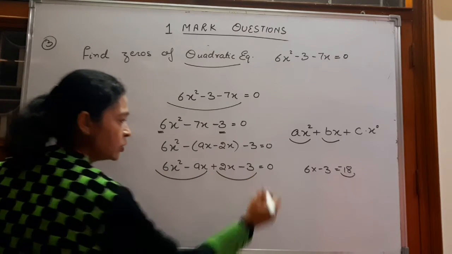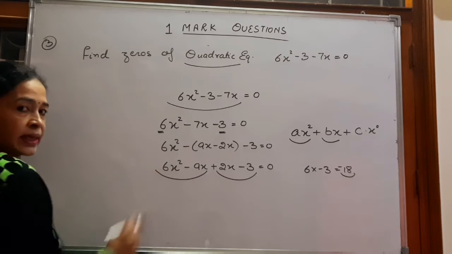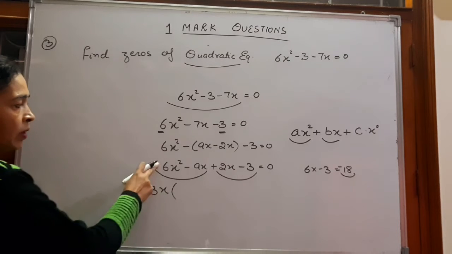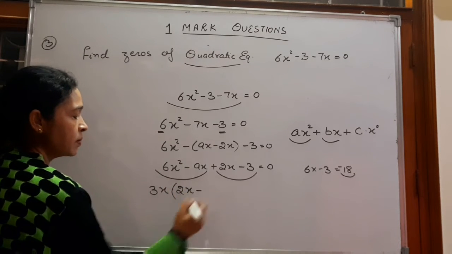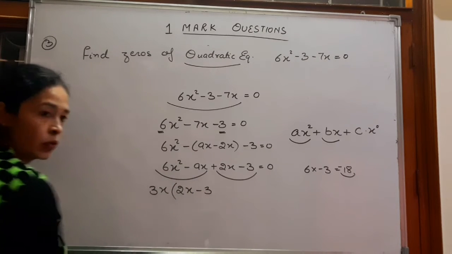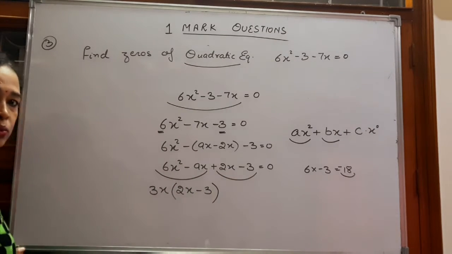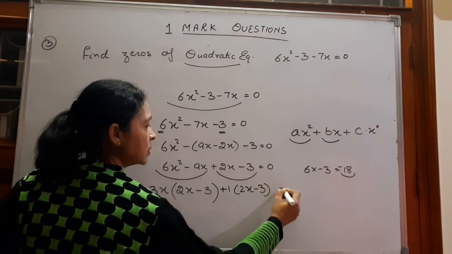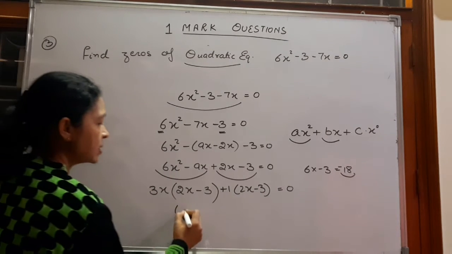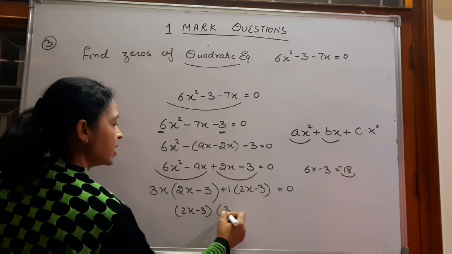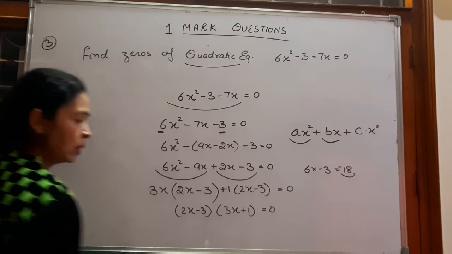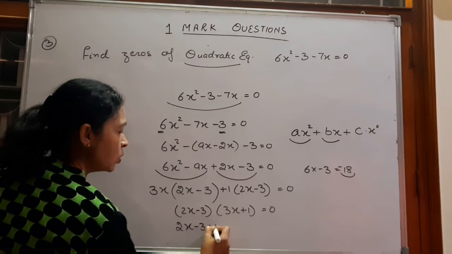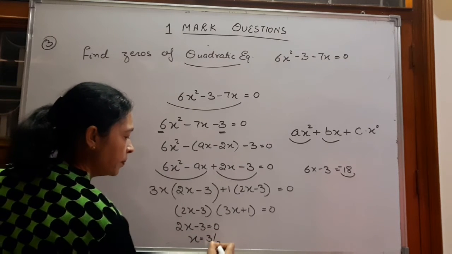Take these two and then these two. What is common in these two? 6 is 3 into 2. 9 is 3 into 3. 3 is common. x is also common. What is left here? 2x minus 3 is left. 3 is common. What is common in these two? 0? No. 1 is common in these two. 1, 2x minus 3 equals 0. We have two factors, 2x minus 3 and 3x plus 1 equals 0. Either this equals 0 or this equals 0. 2x minus 3 equals 0 and x equals 3 by 2.